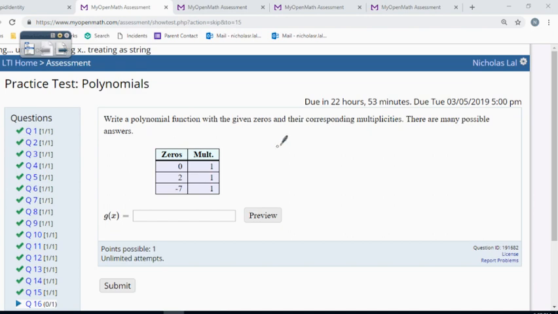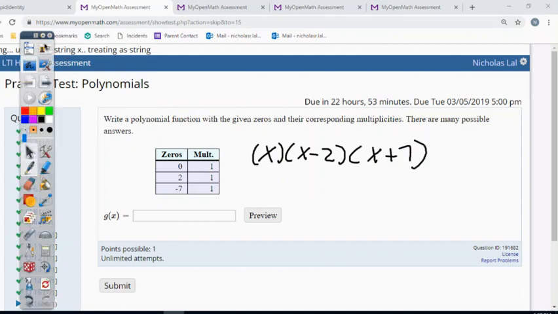If I have a zero of 0, my factor is x. If I have a zero of 2, my factor is x minus 2. If I have a zero of negative 7, my factor is x plus 7. I simply just need to put this in.